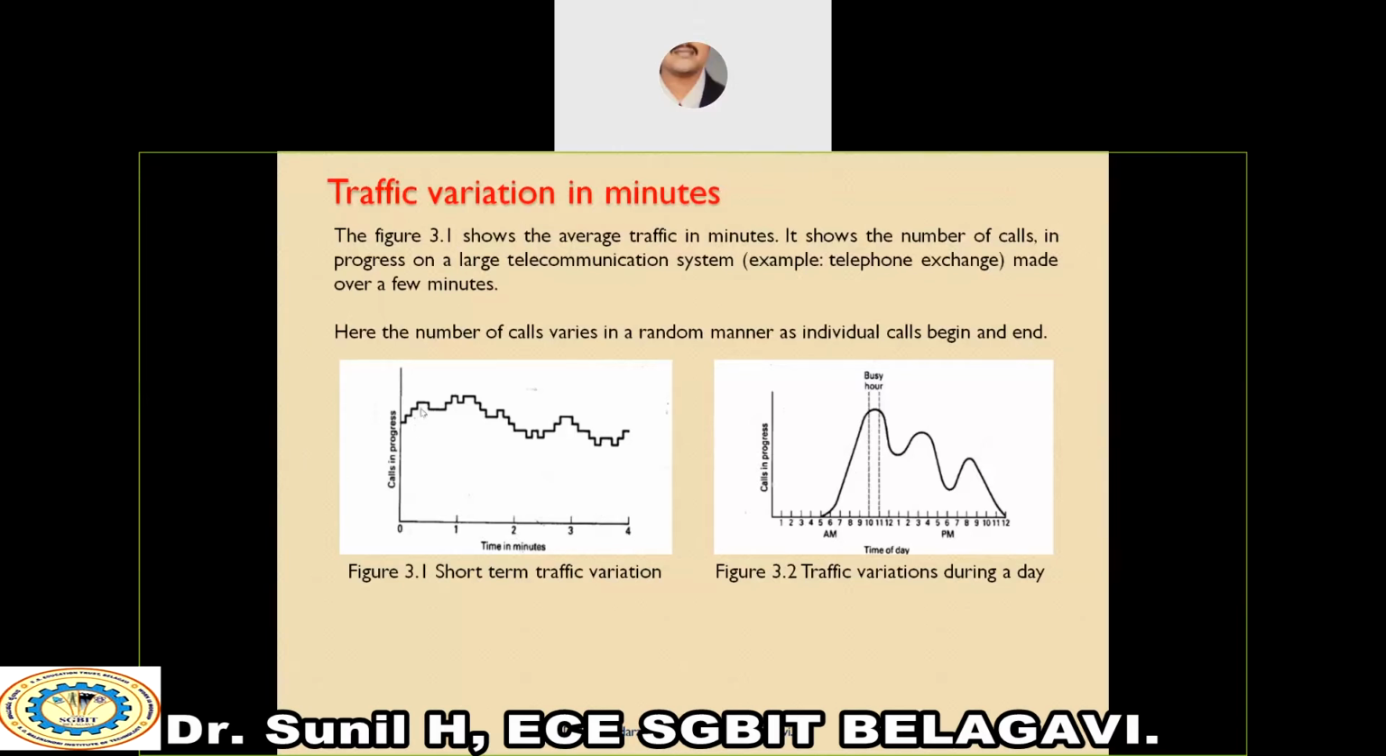Okay, and similarly, if I go for traffic variations during a day, this figure 3.2, at the right side of the figure, shows traffic variations during a day. Again they have considered time of the day on the x-axis and calls in progress on the y-axis. Now they are going to consider the whole day, 24 hours, in terms of hours instead of minutes, and plot a graph with an estimation of the busy hour.